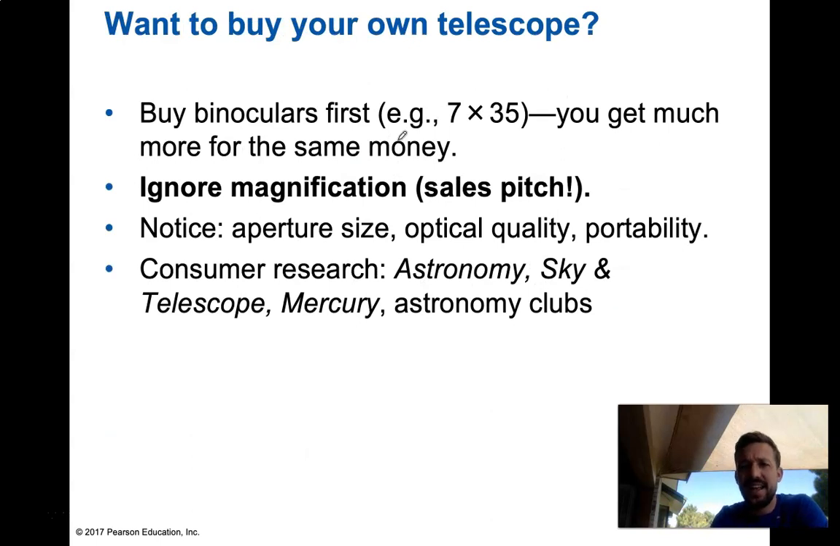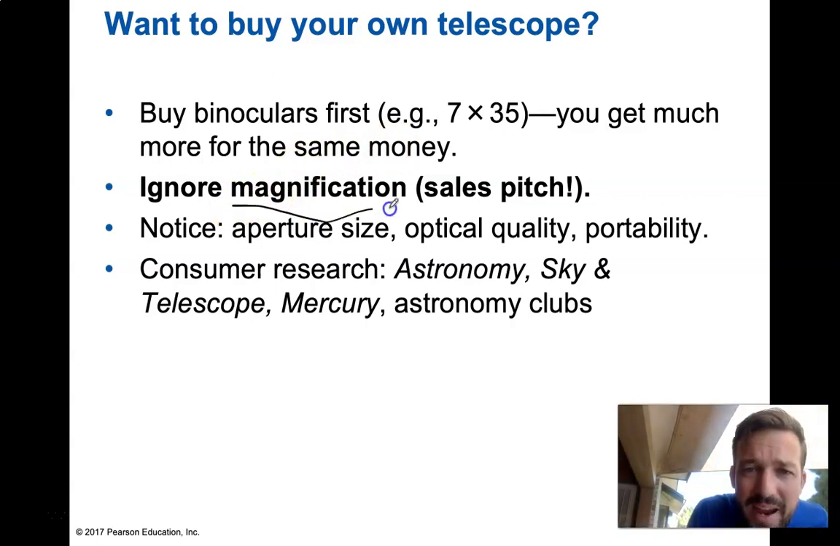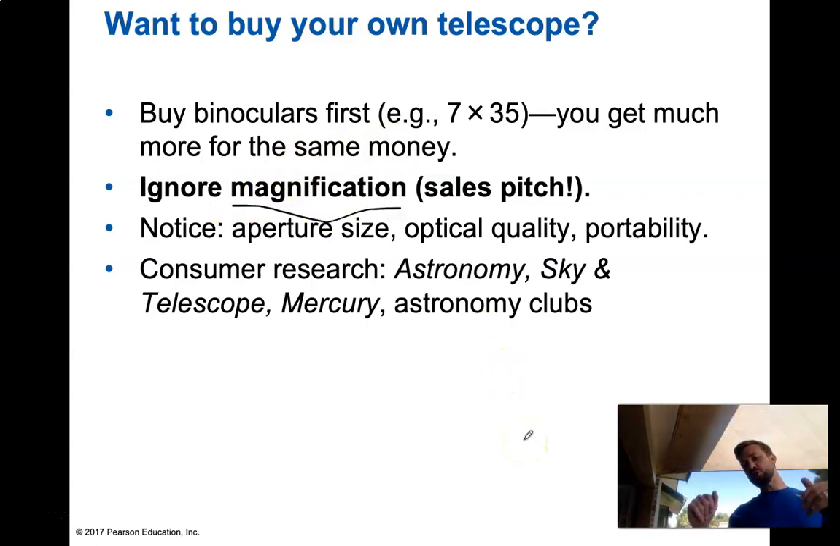Okay, and last slide here is if you want to get your own telescope. Okay, first thing you would probably want to do is just buy some good binoculars. With good binoculars, you can see the rings around Saturn. You can see the moons around Jupiter. You can see a lot of things that you would normally see with a telescope. But if you do want to get a telescope, they always throw this thing called magnification on it. They'll be like, oh, this has 250 magnification. You made it 250 times bigger. That doesn't matter, okay? It's a sales gimmick.